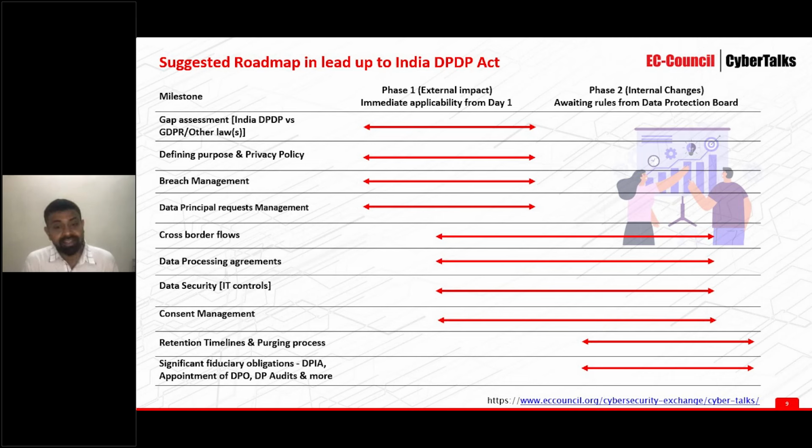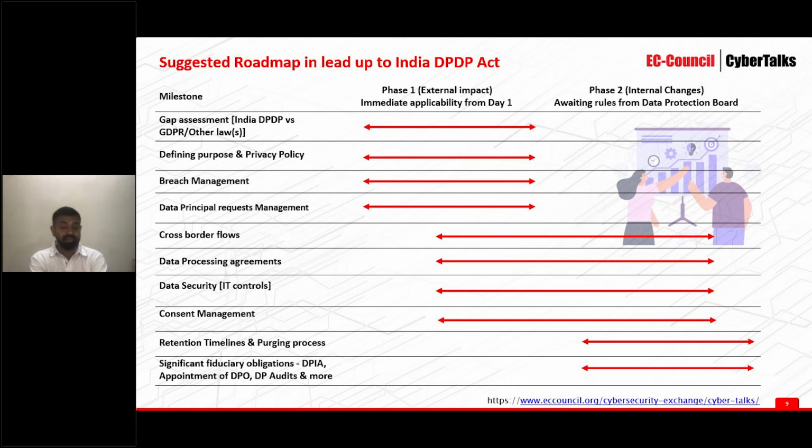Then there are other things like cross-border data flows, data processing agreements, data security, IT controls, consent management. This should start somewhere in between. Don't wait again for the rules to come up, because we know certain parts of what's going to be there. That can start because a lot of this work is very voluminous and takes a lot of time.